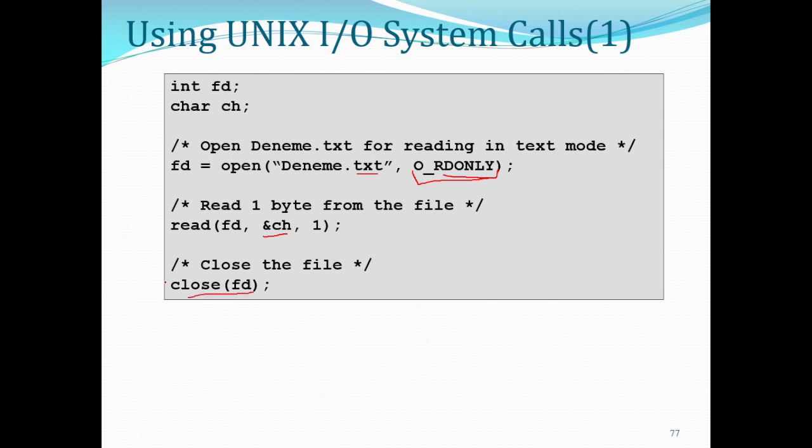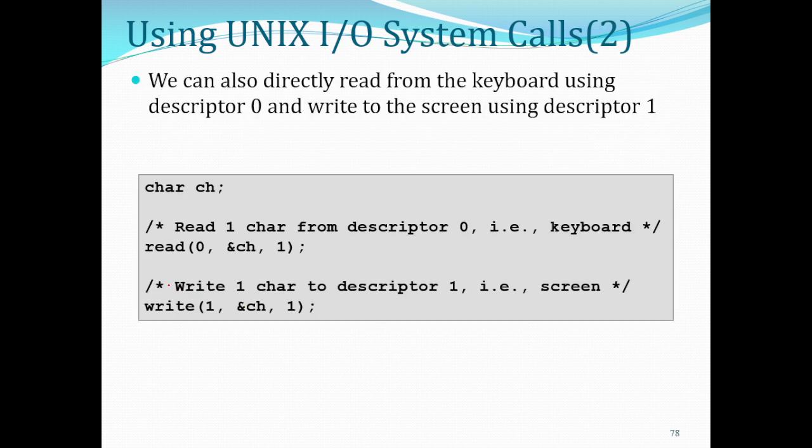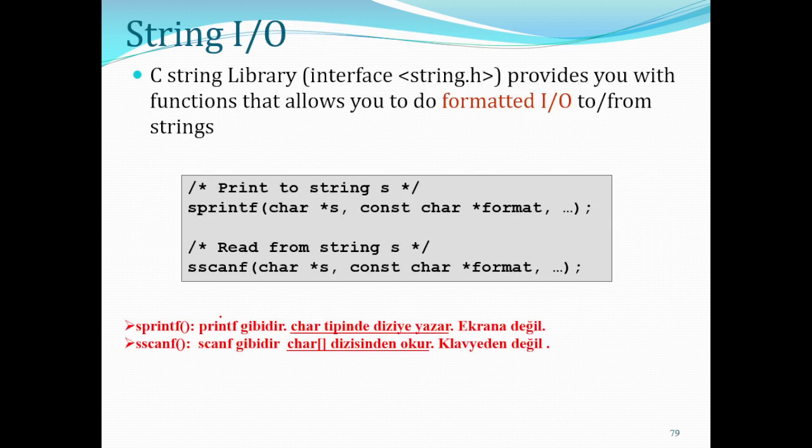Normally in C we have the fclose function. That's a simple difference. Okay, so since this is 0, we are reading 1 character from the keyboard. We are writing 1 character to the screen, right?